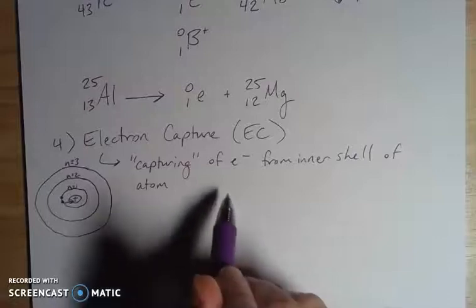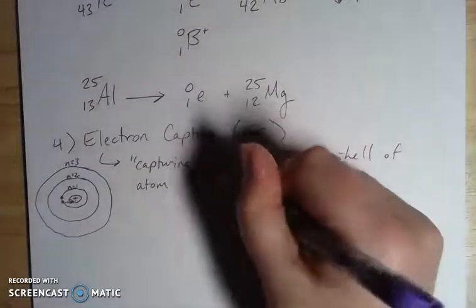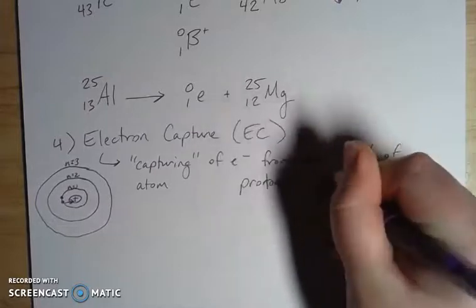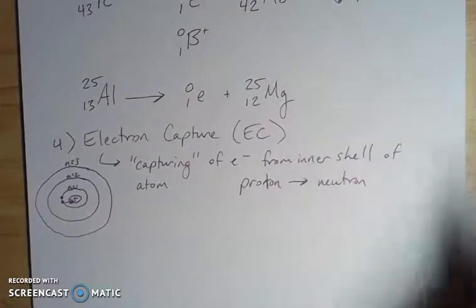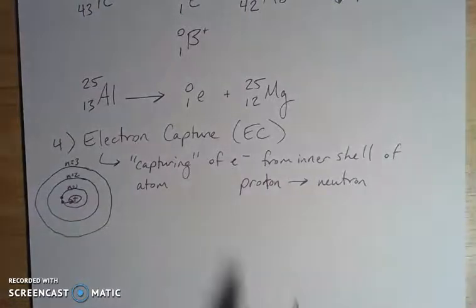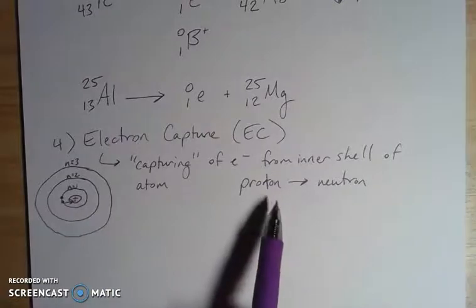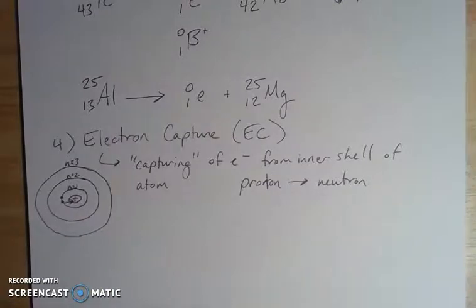And then when that happens, that electron converts a proton into a neutron. Because if I have a negative charge that gets sucked in, that negative and the positive charge are going to cancel each other out and become a neutron, which again is just kind of wacky.